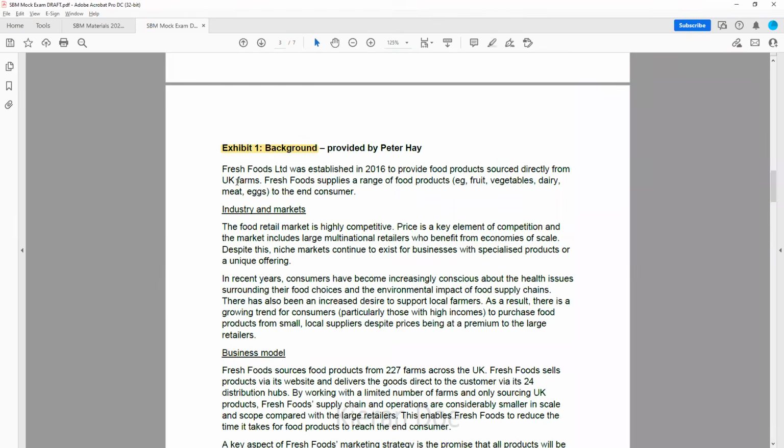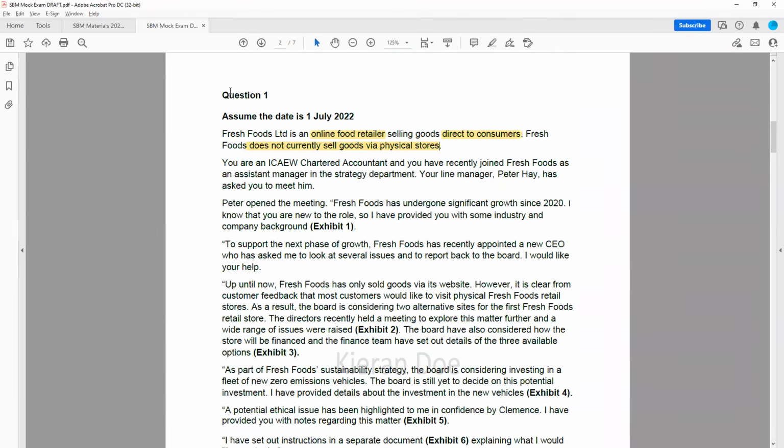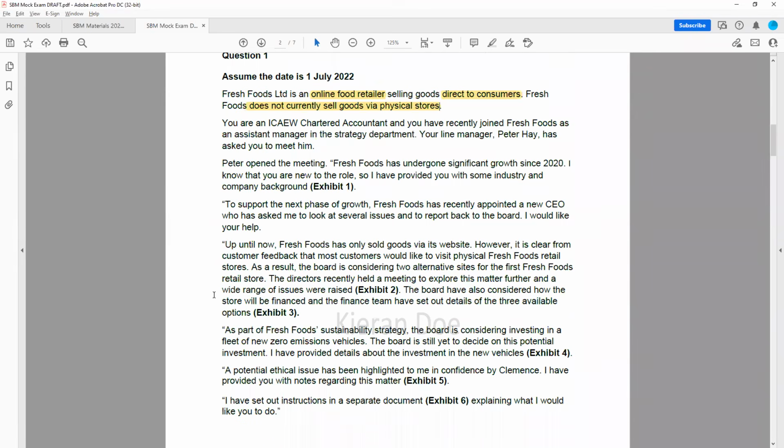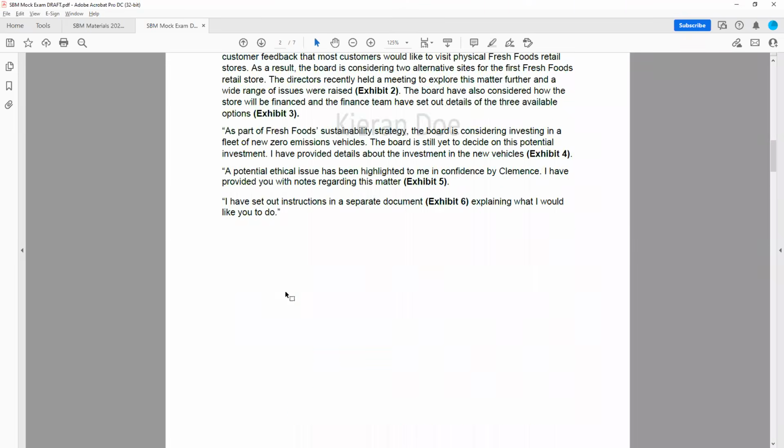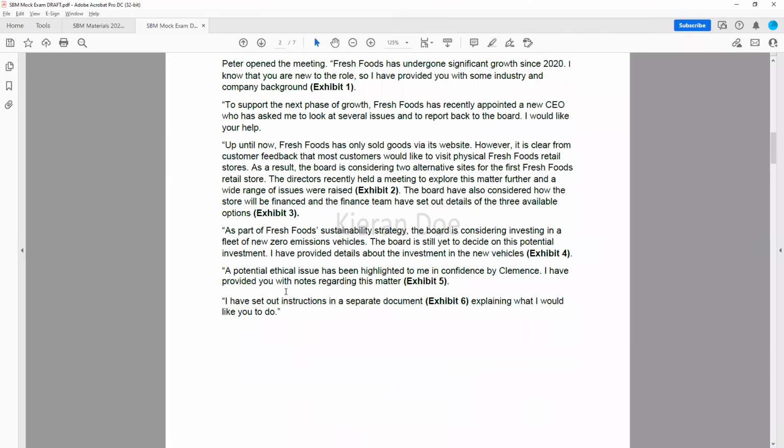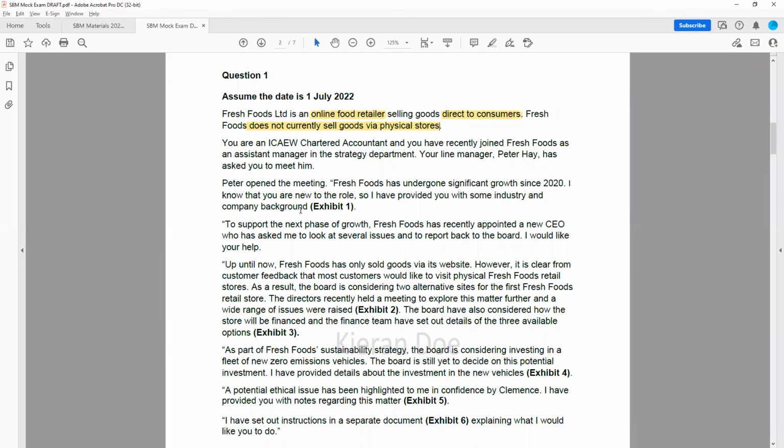So we can see here we've got the background information, and this is typical. Usually this first part just tells us who we are, what our role is, and it usually almost recites the requirements again, or at least tells us what's in each exhibit, which we've already gathered from looking at the requirements. And then the first exhibit is usually company background. So we'll get used to the structure of the questions.